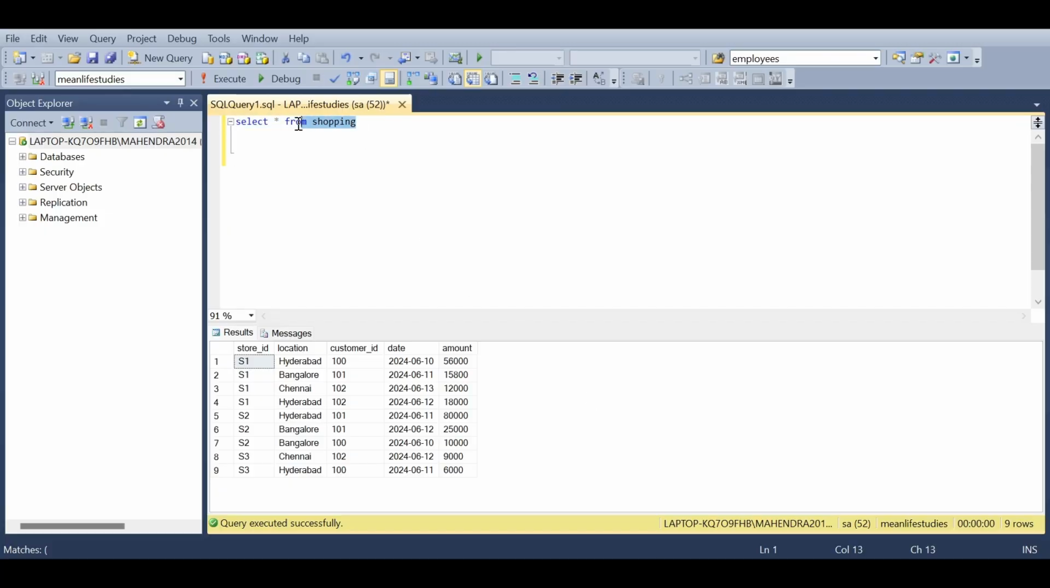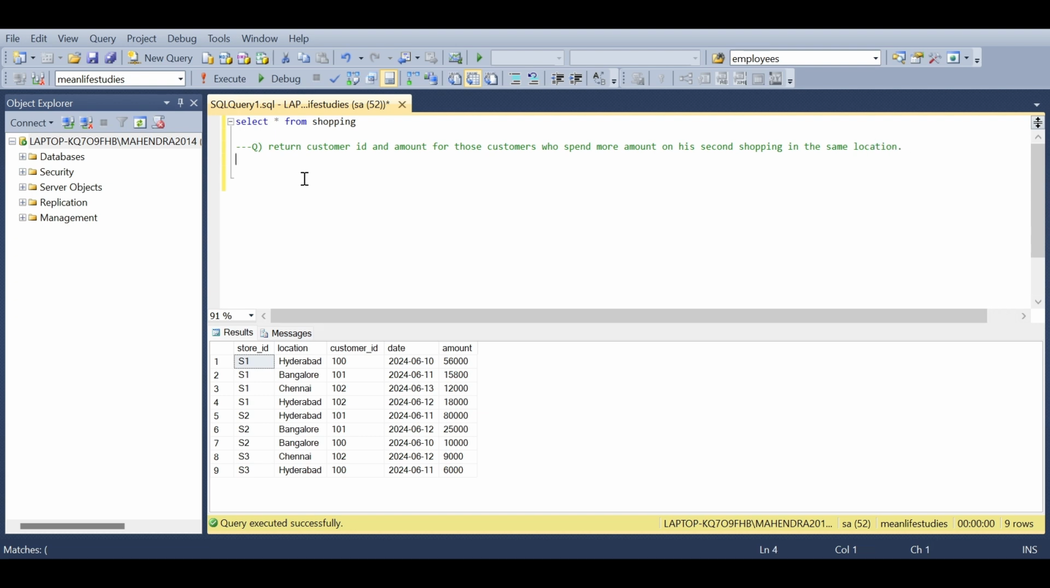Now you can see here the shopping table, that is the exact table that you have seen earlier. Our question is what? Return customer ID and amount for those customers who spend more amount on his second shopping in the same location. This is the question, right? A customer who did a shopping in the same location second time, and we need to find those customers whose shopping is higher amount than his first shopping in the same location.